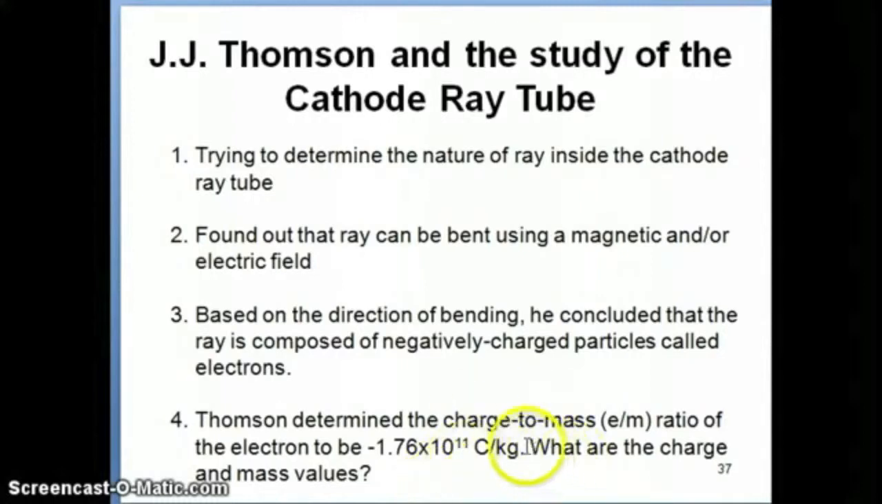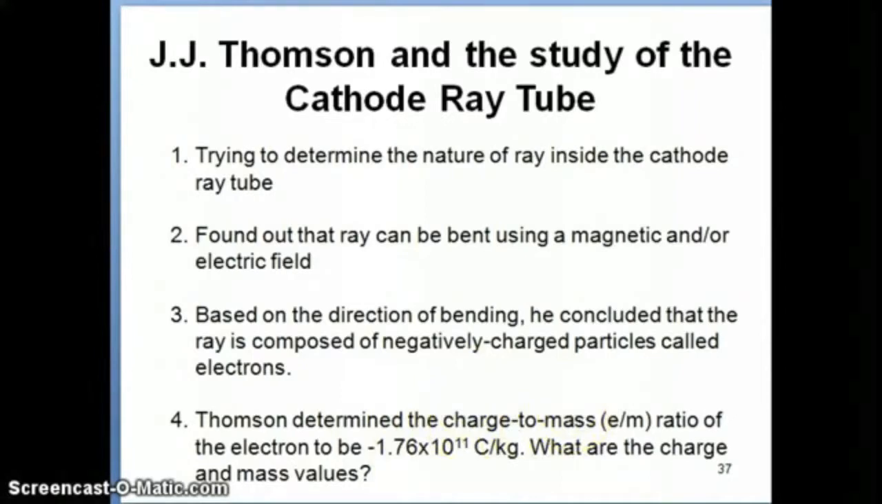So the question from here on is, what exactly is the charge and what exactly is the mass of an electron? Because if we really want to know how the electron works, we need to know those two properties individually. We can't just use the charge to mass ratio, because that doesn't provide us with exactly what the charge and what the mass of the electron is.